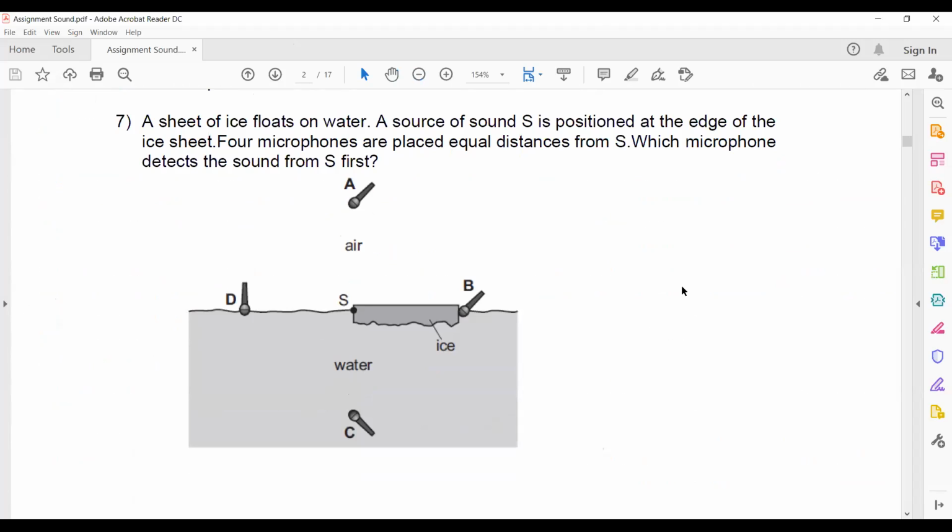Question 7. Yeah, 7B is the right answer because sound travels faster through solid. So that's why it will take the shortest time.